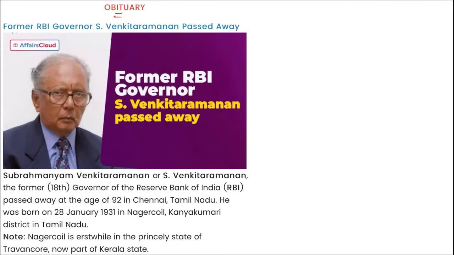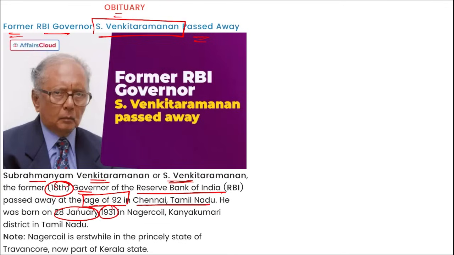Next is obituary. Former RBI Governor S. Venkataraman has recently passed away. I repeat, Subramaniam Venkataraman or S. Venkataraman, the former 18th governor of RBI, recently passed away at the age of 92 in Chennai, Tamil Nadu. He was born on 28th of January 1931 in Kanyakumari district of Tamil Nadu. Right?